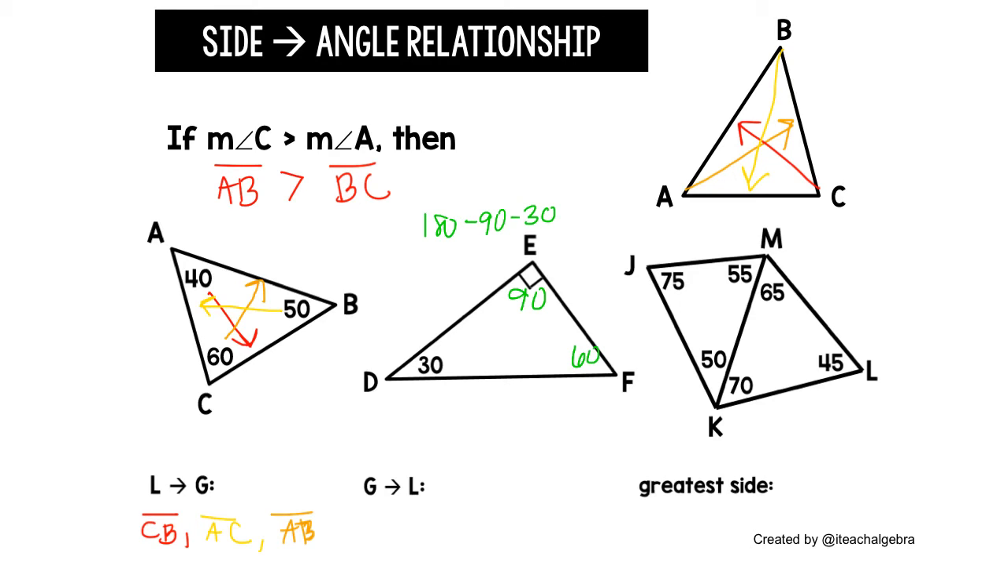Now let's decide which angles go with which sides. Angle D goes with side EF. Angle E goes with side DF. And angle F goes with side DE. This time we're listing from greatest to least. The greatest angle is angle E at 90 degrees. So our greatest side length will be segment DF. It's also called the hypotenuse, by the way, in right triangles.